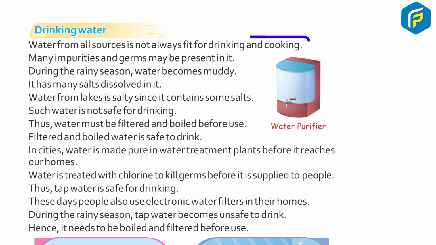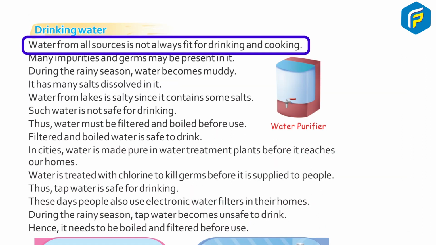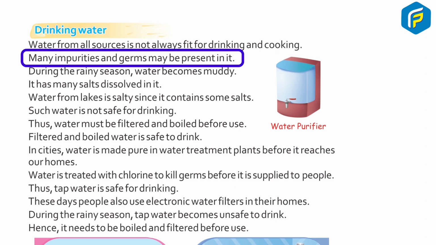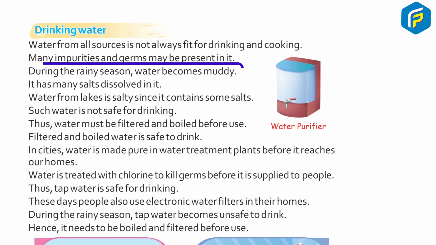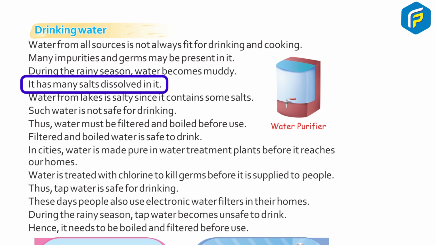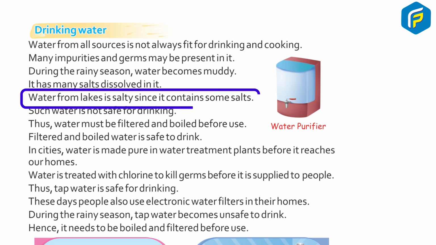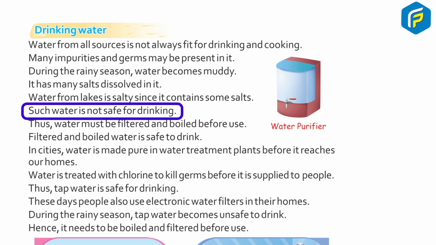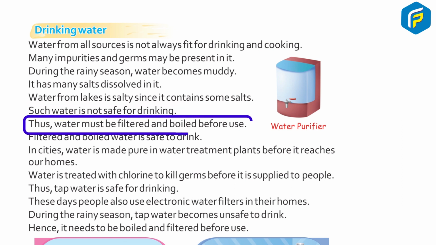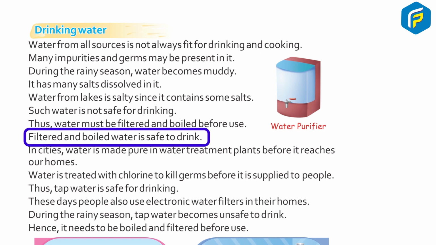Drinking water. Water from all sources is not always fit for drinking and cooking. Many impurities and germs may be present in it. During the rainy season, water becomes muddy. It has many salts dissolved in it. Water from lakes is salty since it contains some salt. Such water is not safe for drinking. Thus, water must be filtered and boiled before use. Filtered and boiled water is safe to drink.